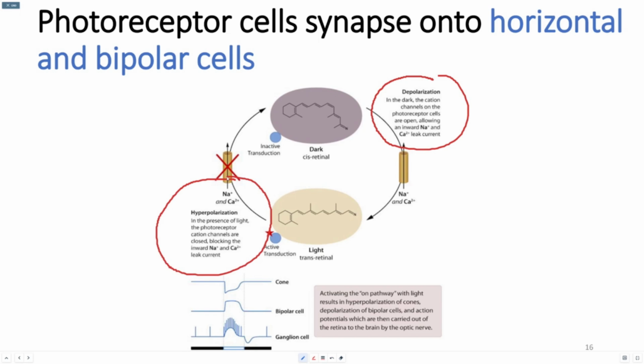The photoreceptor channels are then closed, blocking sodium and calcium out, causing active transduction to occur. The light allows a hyperpolarized state of the cones, which will then cause depolarization of bipolar cells, and the action potentials are then carried off to the ganglion cells of the optic nerve.